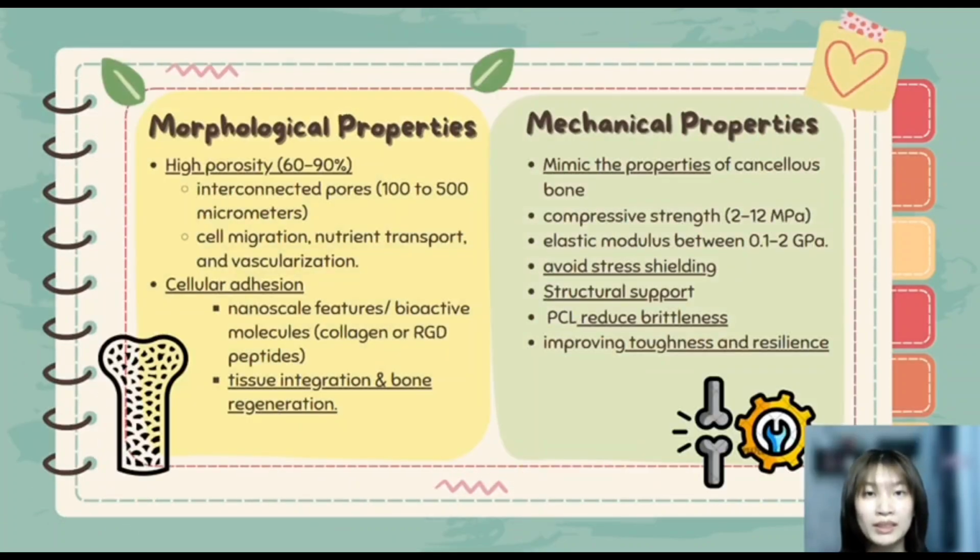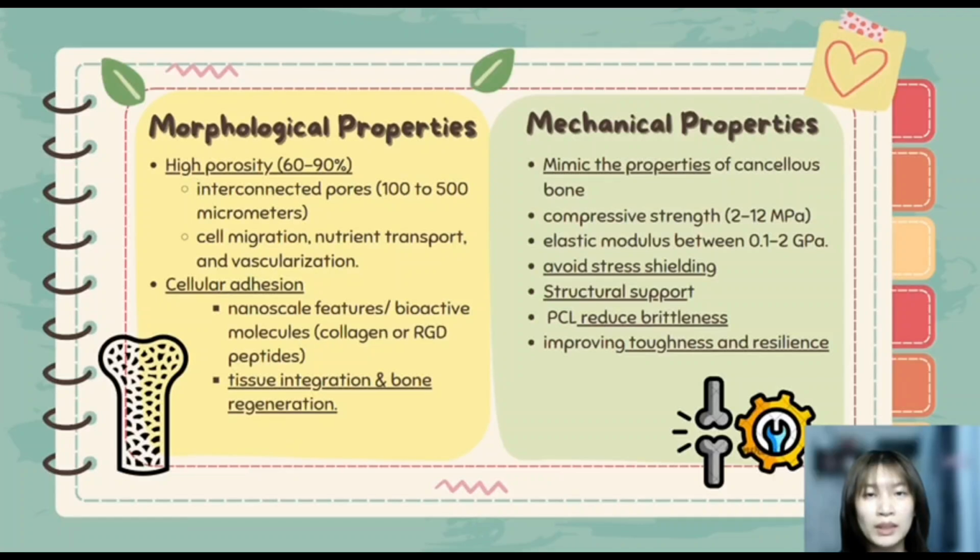From a morphological perspective, the scaffold should possess high porosity, 60 to 90%, with interconnected pores ranging from hundreds to 500 micrometers, which is essential for cell migration, nutrient transport, and vascularization. The surface should also be modified to enhance cellular adhesion through the incorporation of nanoscale features or bioactive molecules like collagen or RGD peptides to encourage tissue integration and bone regeneration.